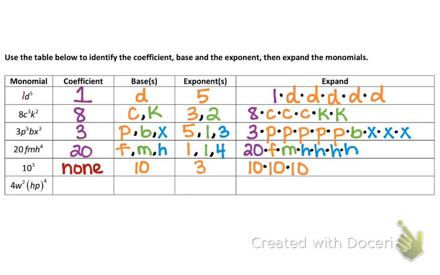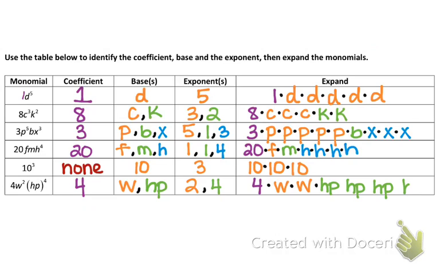So 10 is being raised to the third power, which means that we'll have 3 10s that we are multiplying together. In this last example, our coefficient is 4, and our bases we're going to write a little bit differently. Since the quantity of HP is being raised to the fourth power, we're considering HP as one base that's being raised to the power of 4. So how would we write this? We have 4 times my 2 W's and then 4 copies of HP. And these are all multiplied together.